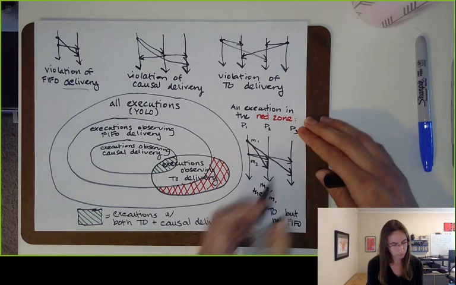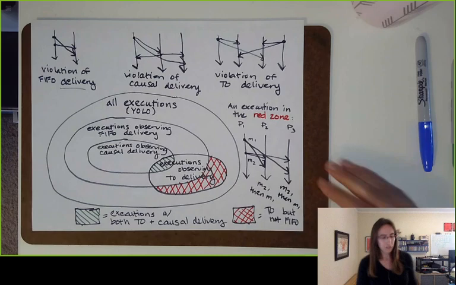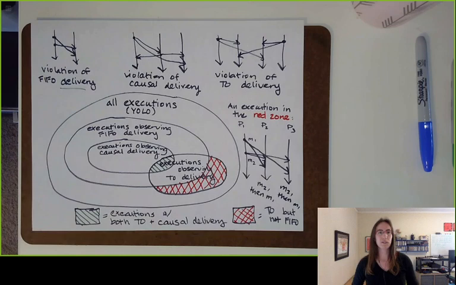And process three also got M2 and then M1. So in some sense, process two got the messages in the wrong order. So that's a violation of FIFO, clearly. But then so did process three. It also got the messages in the wrong order. So the messages were delivered in the wrong order, but consistently the same at every process.